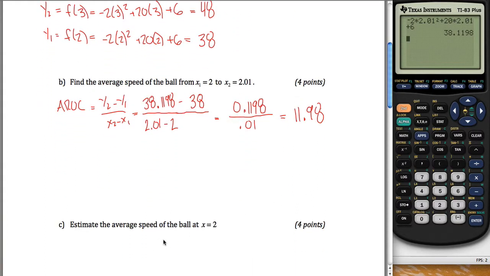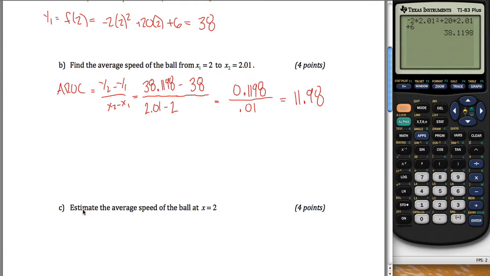So last question, either the easiest question on this quiz or the hardest one. Estimate the speed. Maybe I'll put instantaneous in there to make it more clear, of the ball at x equals 2. We don't know how to calculate the speed of the ball at x equals 2. All we can do is estimate it.